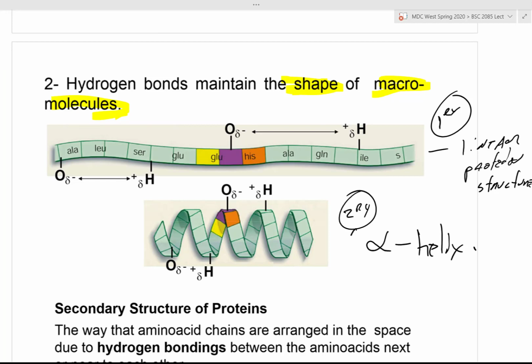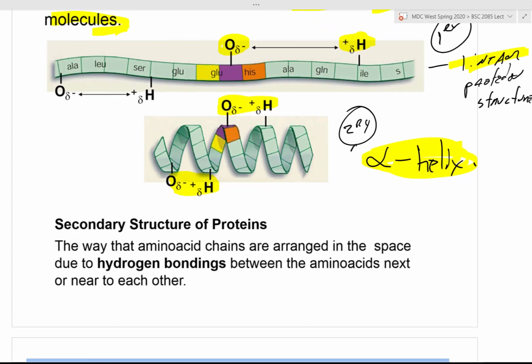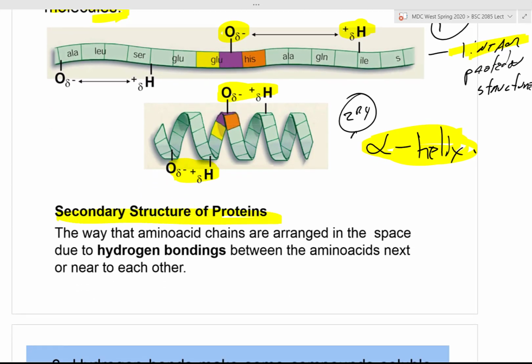The reason why this thing is linear is because of the attraction of the oxygen and the what? Hydrogen. When the oxygen and the hydrogens get close together, what's going to happen? You're going to bend the molecule and create a hydrogen bonding, and that's going to create a what? A shape form. Going from a linear to an alpha helix, which is just like a staircase, okay? Everybody got that? So that's an example of why hydrogen bonds are important. It creates a secondary structure of the proteins.